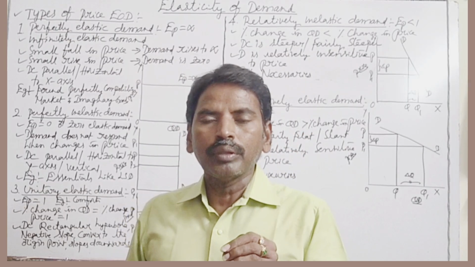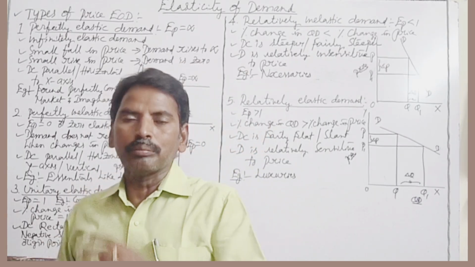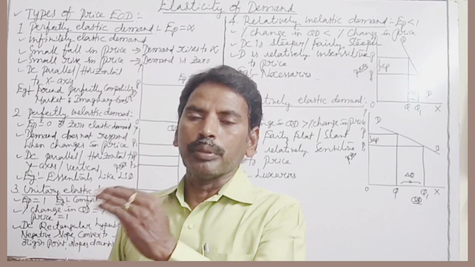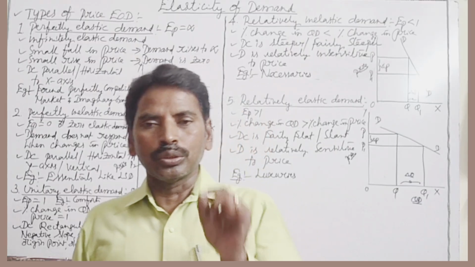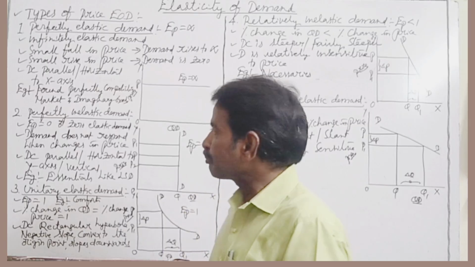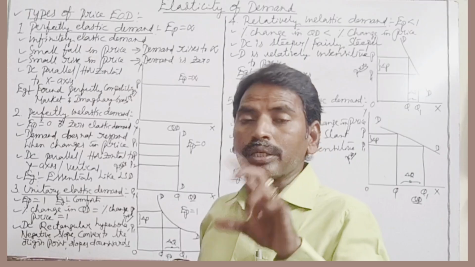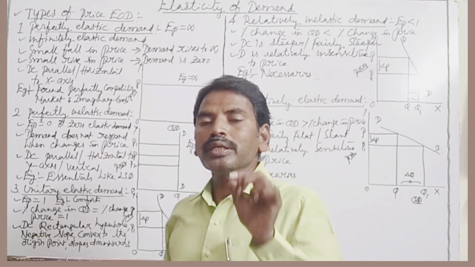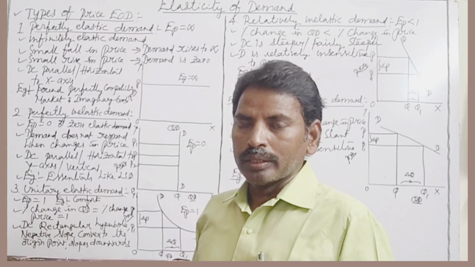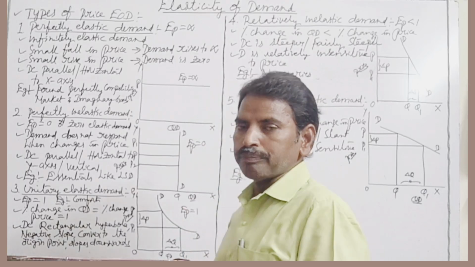EP is equal to percentage change in the quantity demanded divided by percentage change in the price. Therefore, EP is equal to delta Q by delta P into P by Q. This is the formula to calculate price elasticity of demand. Now our next concept is types of price elasticity of demand. Price elasticity of demand is again divided into 5 types.